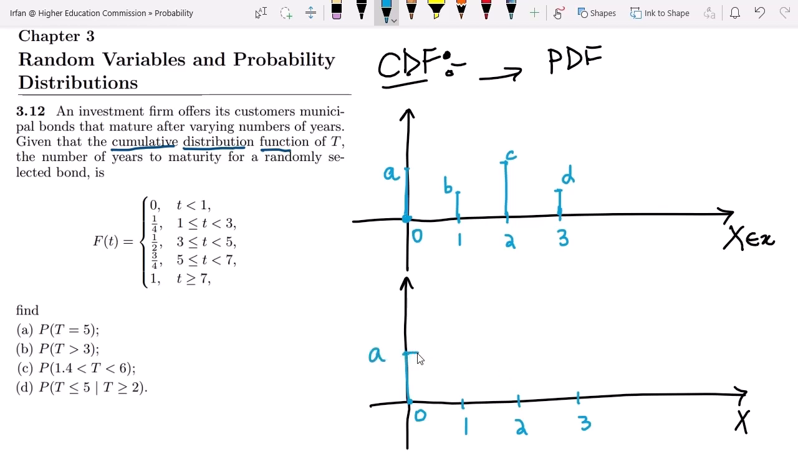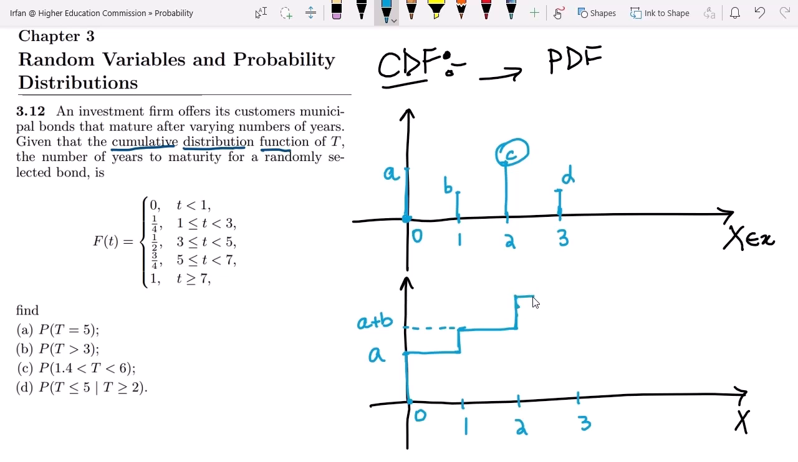So this value will proceed up till this 1, and when it reaches 1, what will happen here? This a will be added with the probability at x equal to 1, and here we will get a plus b. This value is now a plus b until it reaches this 2, and here this c, which is the probability at x equal to 2, will be added with it as well.